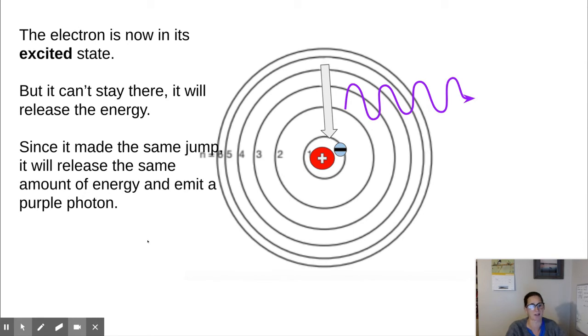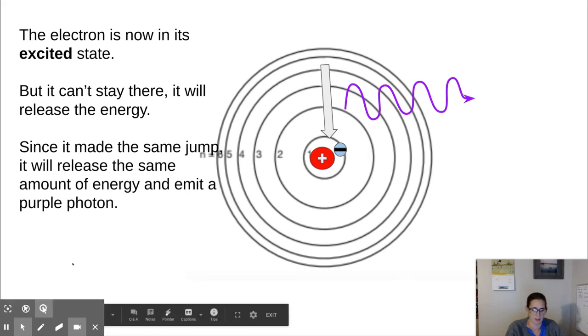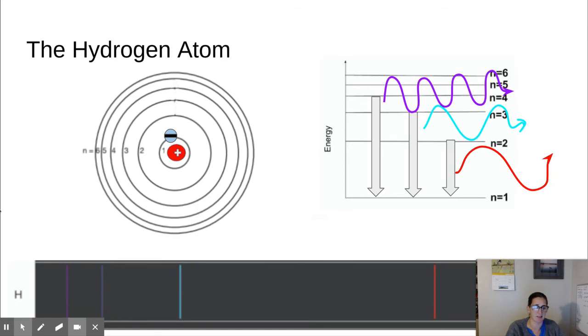I could do this with green light. So if we picked something that was in the middle for energy between the red and the purple, it would probably jump somewhere between where the red and the purple jumps, maybe the third level, maybe the fourth level. So this hopefully starts to explain why elements have a different emission spectra.